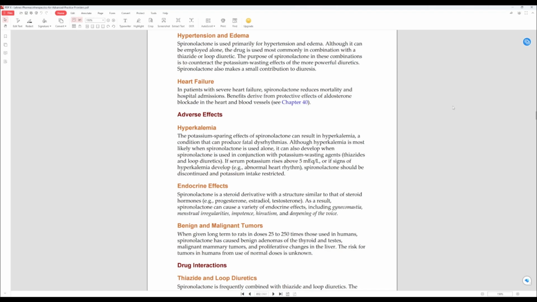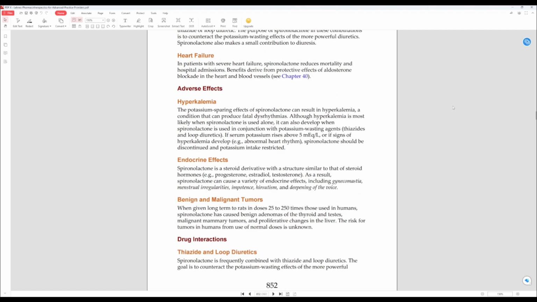Aldactone can be used in heart failure. In patients with severe heart failure, Aldactone reduces mortality and hospital admissions. Benefits derived from protective effects of aldosterone blockade in the heart and blood vessels are going to be discussed in closer detail in Chapter 40.